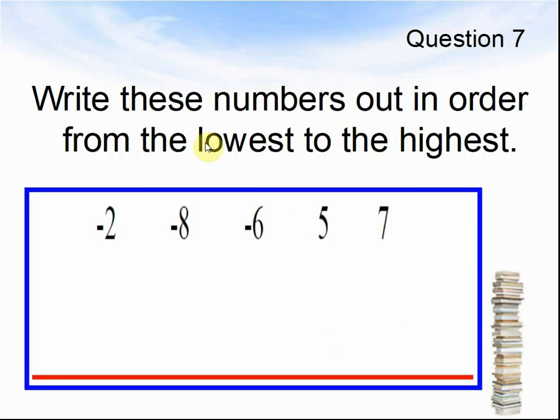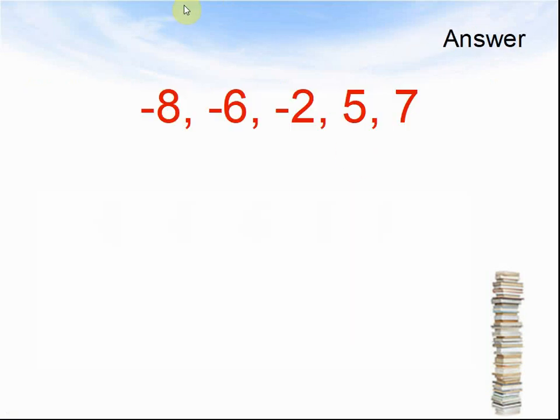Question 7. Write these numbers in order from the lowest to the highest. Pause the video until you are ready to see the answers. Here come the answers. The answers are minus 8, minus 6, minus 2, 5 and 7. Let's look at the next question.